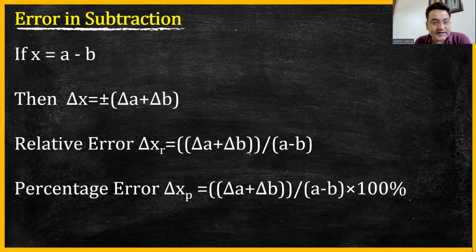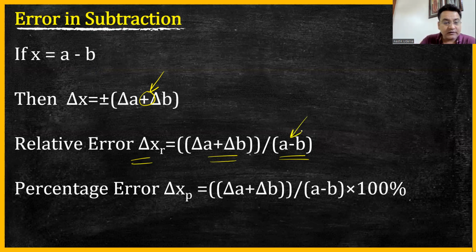The second one will be error in subtraction. Do we understand error in subtraction? First, you have to find out the total error. Remember, in total error, errors are always added, errors are never subtracted. Then you find out the relative error, total error divided by the value. Value is a minus b, but error is not: error in a plus error in b. Then to find out the percentage error, we multiply the relative error by 100%.